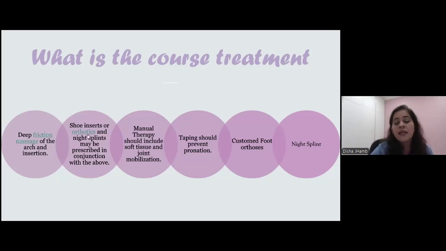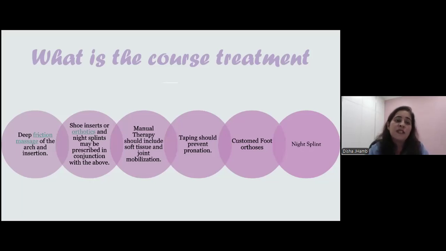Then shoe inserts and orthotics. These days you get various kinds of over the counter heel cups, or you get insoles, so you can use that. And if a person is having a lot of problem and there is a lot of pain when you get up in the morning, in such cases night splints are recommended, because it keeps the fascia in a stretched position overnight when you sleep.